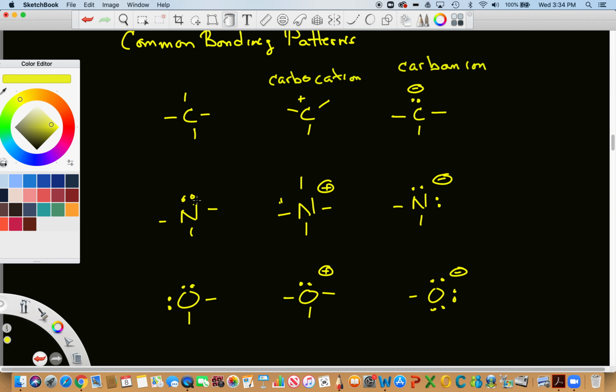So nitrogen, in its normal neutral state, is going to have 3 bonds and 1 electron pair. When it develops 4 bonds, and it can pick up a proton or some positively charged species, it's now going to become positively charged. If it loses a bond but leaves the electrons, then it becomes negatively charged.